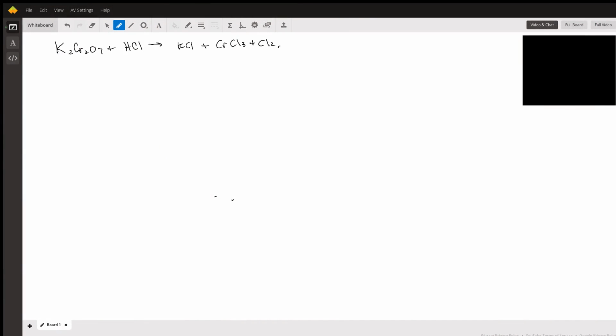Hi there. This is the equation that you've written, and you said you need this balanced, and this is a redox reaction. So what I'm going to do here is, you see there's two potassiums here. I'm going to go ahead and put a 2 right here. There's 2 chromiums here. I'm going to go ahead and put a 2 right there.